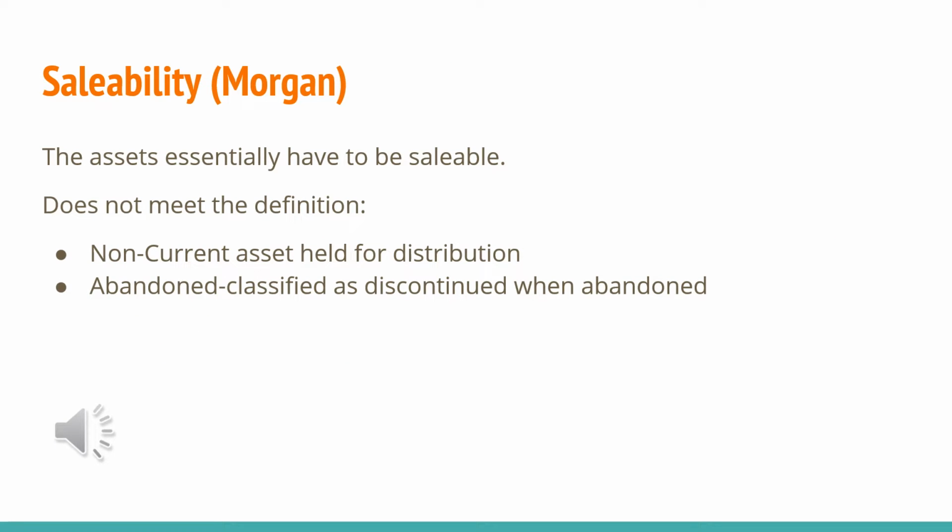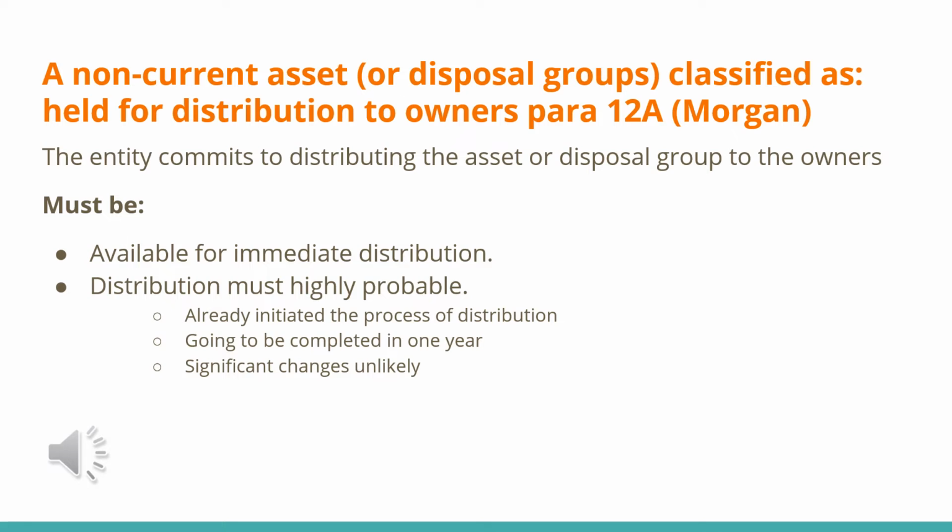So what happens if the non-current assets are not available for sale? Then they would have to be categorized as non-current assets held for distribution or abandoned. Non-current assets or disposal groups held for distribution to owners: this is when the entity commits to distributing the assets back to the owners or shareholders. To qualify for this, the entity must be, one, available for immediate distribution, and two, the distribution must be highly probable.